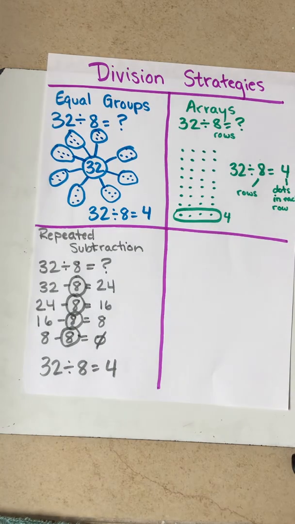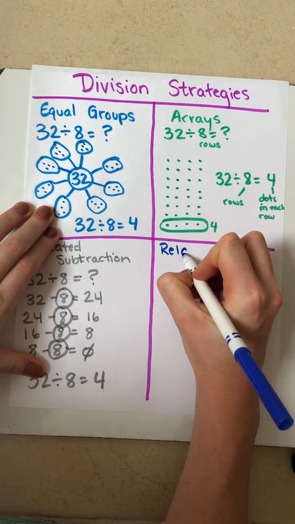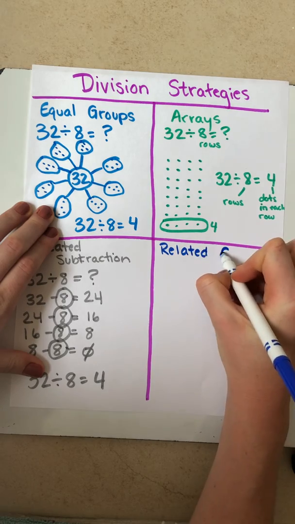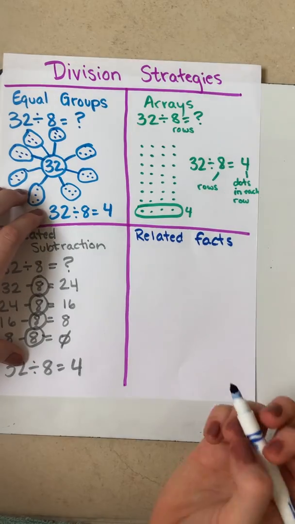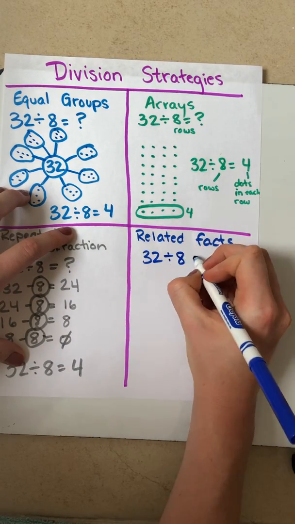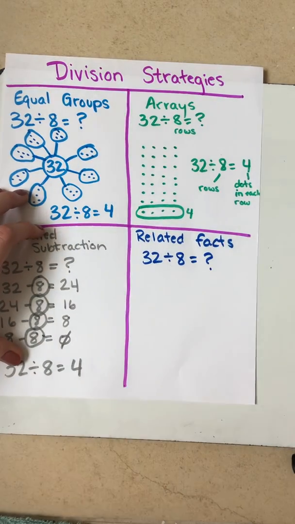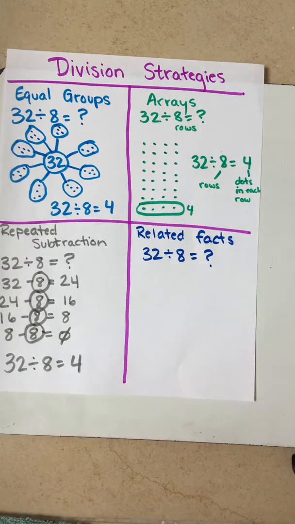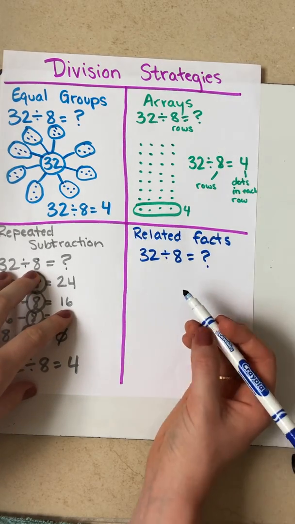Now the last strategy that we are going to be looking at is related facts. And this strategy is my favorite. So again, we're going to be doing 32 divided by 8 equals question mark. And for this strategy, you are comparing it to your multiplication facts and looking for the fact family. So filling in the blank.